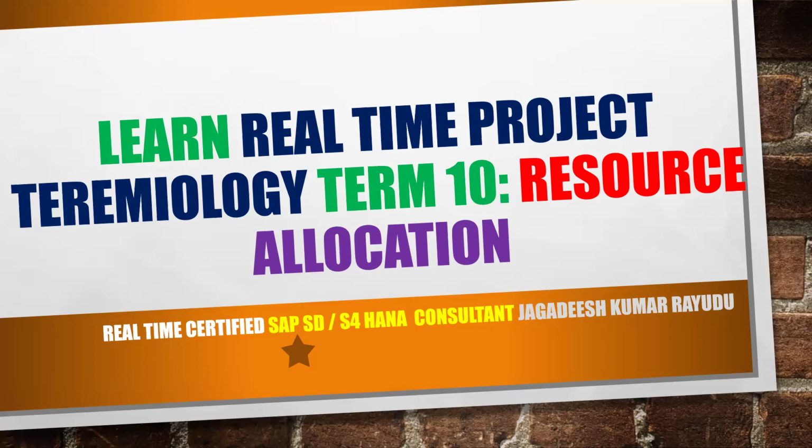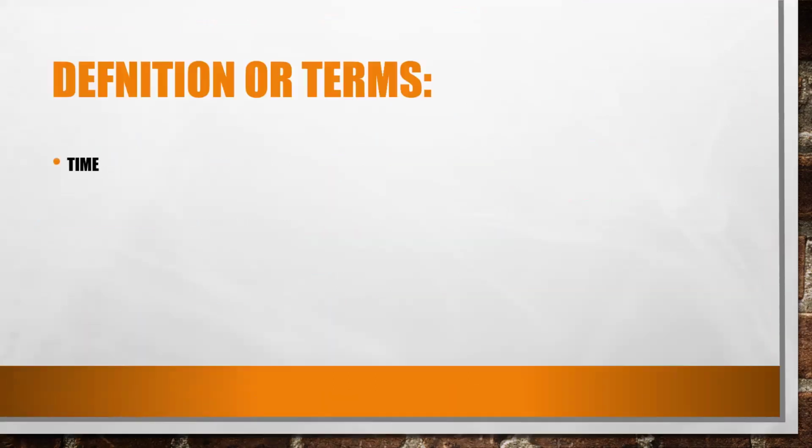Another real-time project terminology term: resource allocation. I think you might have heard this very common term across projects, across any organization for that matter. Resource means the utility which is intended to be useful in a certain project, activity or program. Resource can be, I think you heard something called human resources. Humans can also be utilized as a resource for certain work. Okay, let's see some common things.